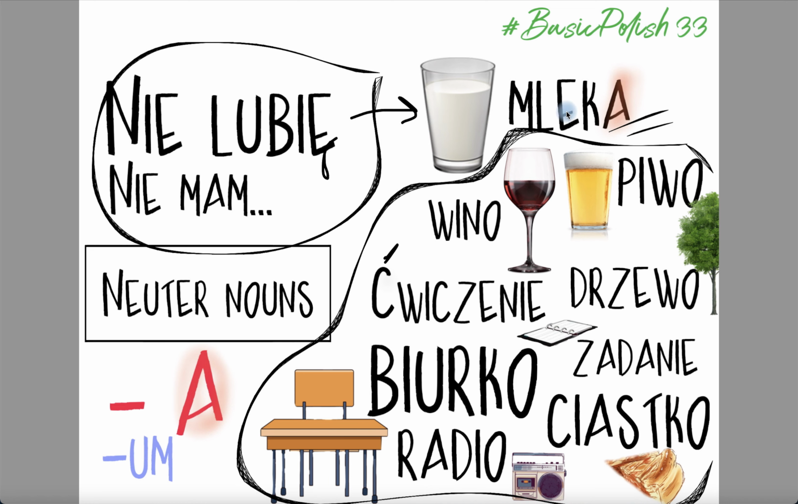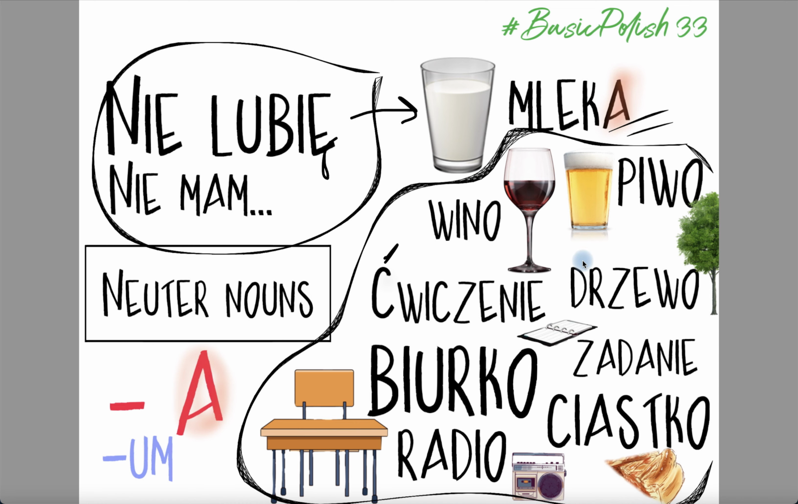Okay, so let's start with I don't like beer. How would we say that? Well, let's take o, replace it with a, and there you go. Nie lubię piwa. How about I don't like wine? Wino is the word for wine. Take that vowel, replace it with a, and you've got the answer. Nie lubię wina.